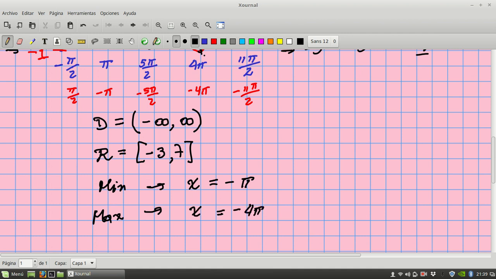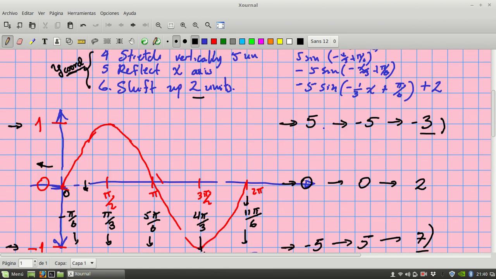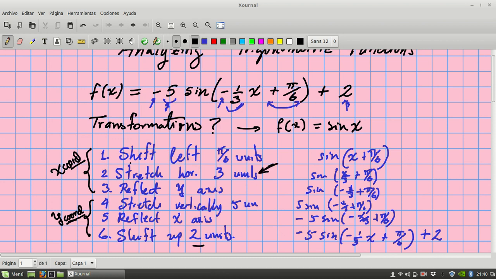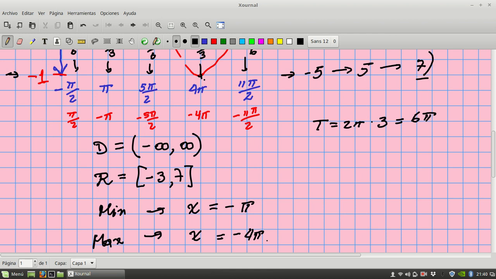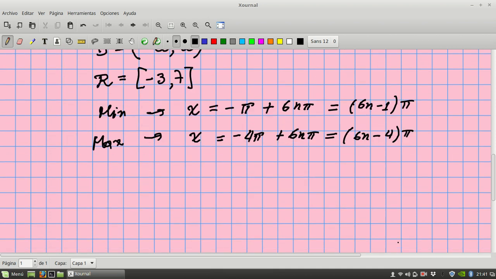Okay, and as a periodic function, I just need to add the period. And how to determine the period? Remember that the period is completely related with the stretch or compress horizontally. So the period was 2 pi, but I stretched the function 3 units, so times 3, the period becomes 6 pi. Another way to find the period is just to subtract pi halves minus 11 pi halves, and you're going to get 6 pi. So what I just have to do is to add n times the period, so 6n pi. And just by factoring pi, I have 6n minus 1 pi for the position of x for the minimum points, and 6n minus 4 pi for the position of x for the maximum points.